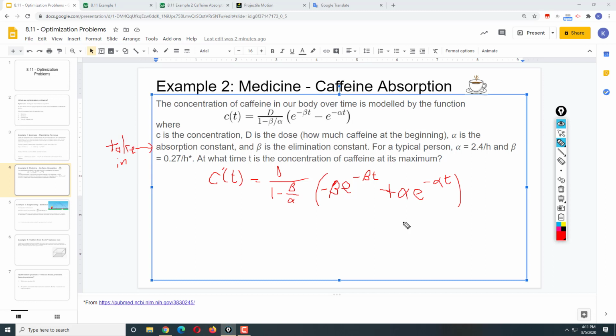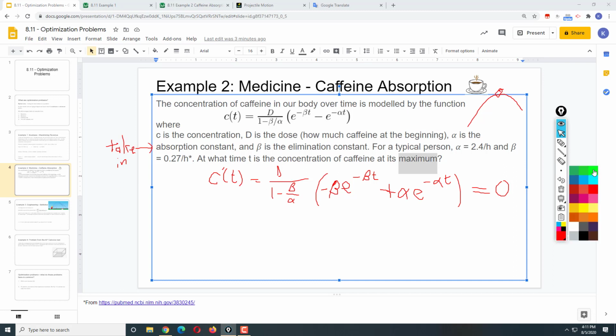C prime of t is equal to d over 1 minus beta over alpha times negative beta e to the negative beta t plus alpha e to the negative alpha t. When we are at its maximum, the maximum point, we know that the derivative, the rate of change, is 0. It's not going up anymore, but it's not going down yet. We know the graph looks like this. That's the maximum. It's not going up, not going down. So we want to solve this equation. We can divide both sides by this constant, so it just goes away.